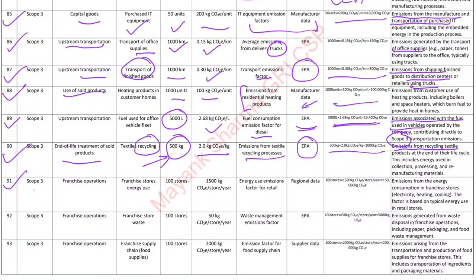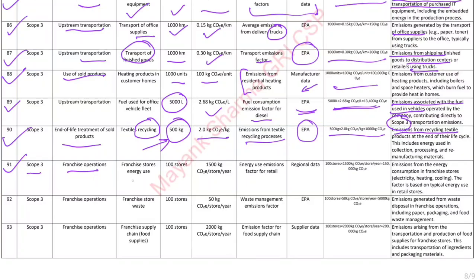Okay, 91 example number is scope 3 franchise operations. Okay, franchise stores which basically use the energy, and emissions from energy consumption in the franchise stores either in the form of electricity, heating, cooling, and the factor is based on the typically energy uses in the retail stores. So let's say 100 stores. This is the emission factor per store per year. Energy uses emissions factor for retail. So we are utilizing the regional data or the local utility data.